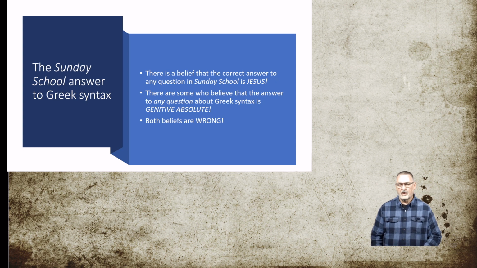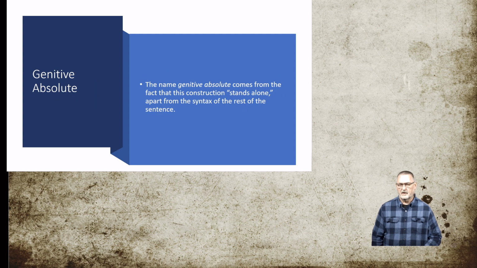And so let's talk about what the genitive absolute construction is. The name genitive absolute comes from the fact that this construction stands alone, that it is absolute or apart from the syntax of the rest of the sentence.